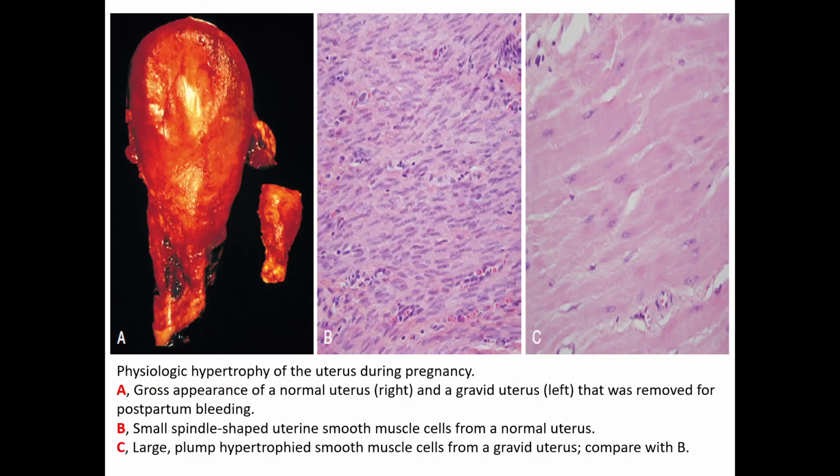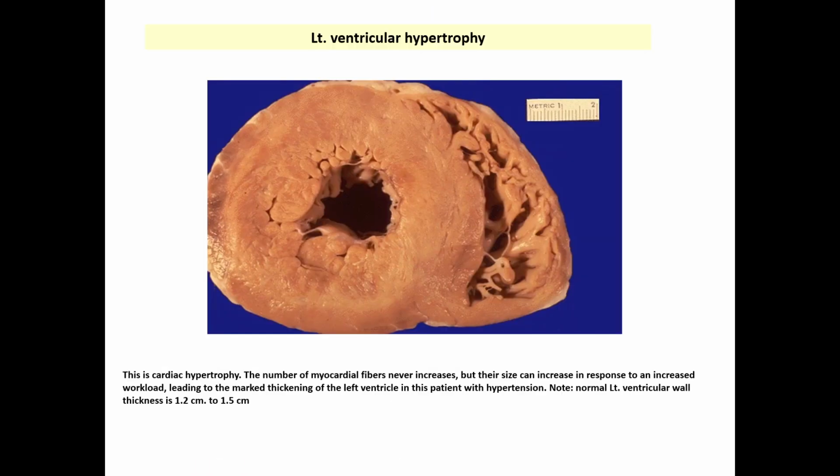This is another gross and histological appearance of the uterus during pregnancy. This is left ventricular hypertrophy. This is another example, a pathological hypertrophy of the cardiac muscle.